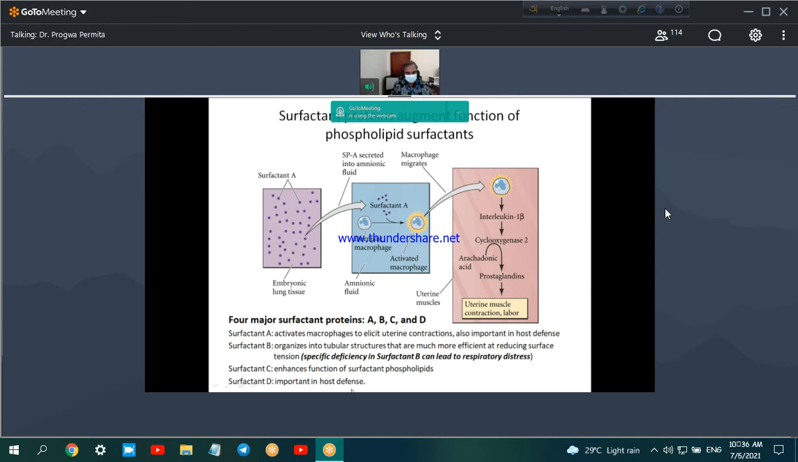And surfactant D is important in both. So there are 4 types of surfactant we have already seen: surfactant A, B, C, and D. Surfactant B is more important for maintaining the lungs from collapse.